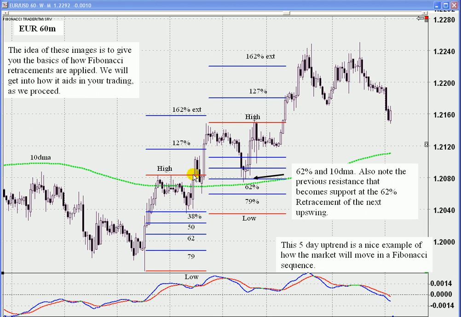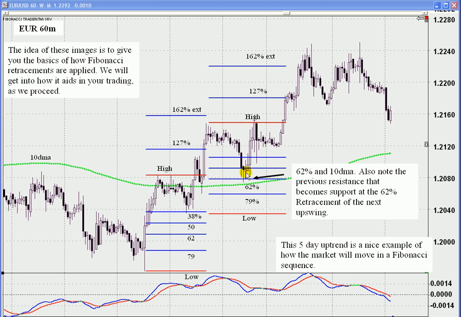We see our next leg up, and it moves beyond 127%, but not quite to 162%, which is fine. But then on the next leg down, we see price come all the way back, and look at this distinct high right here, which becomes support. But on this swing up, from the leg up here, price retraces 62%. It's a 10-day moving average. Its resistance becomes support. We see a hammer and a real nice reversal candlestick formation here.